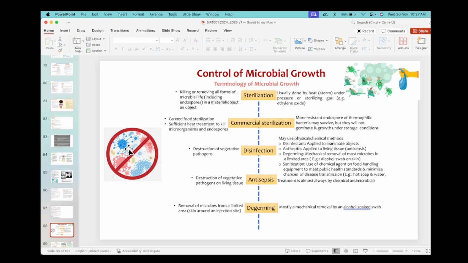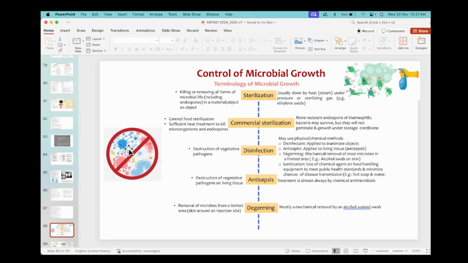You also have commercial sterilization. For example, in canned food, you use sufficient heat treatment to kill microorganisms and endospores. So what's the difference? With sterilization, all must die. But with commercial sterilization, they usually only focus on the important bacteria.